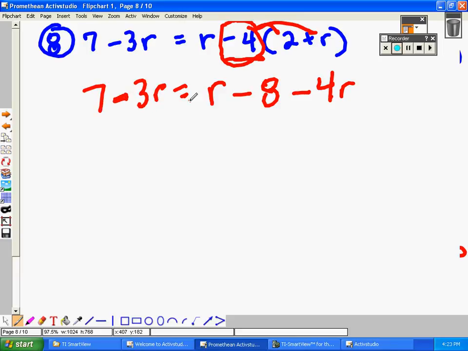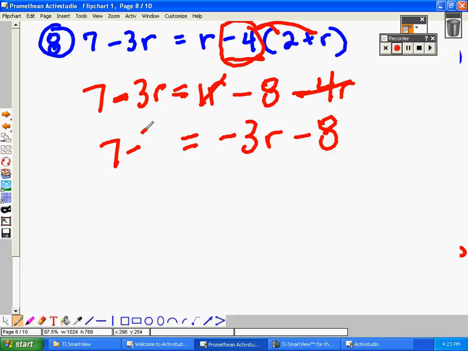Before you start moving things over, which I saw a lot of you guys doing, you have to combine on one side. And right on this side, I can see that I have positive 1r and negative 4r. Well, when I combine them, I get negative 3r minus 8. Combine those, which equals 7 minus 3r.